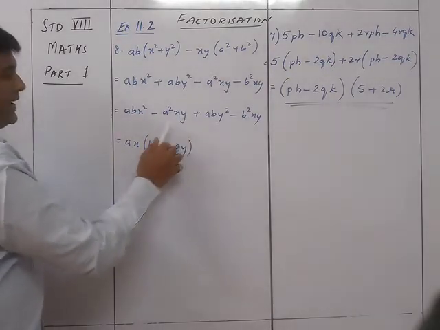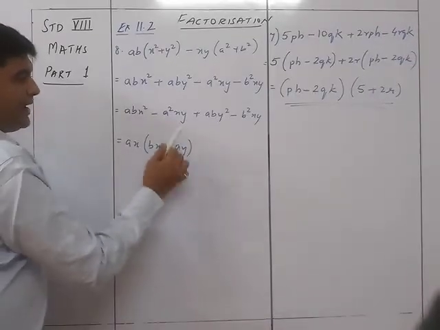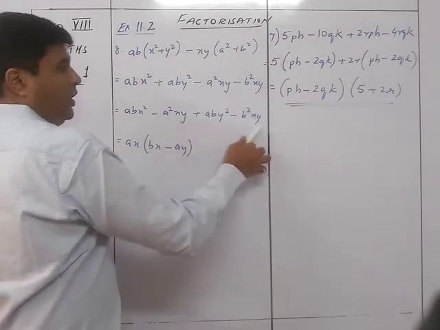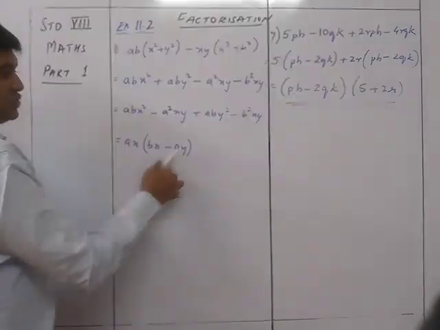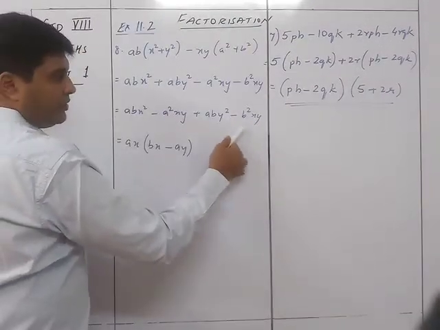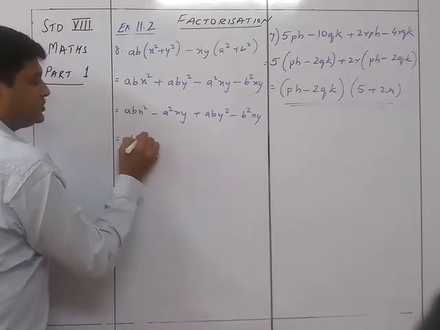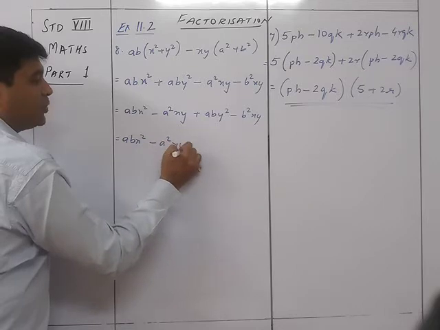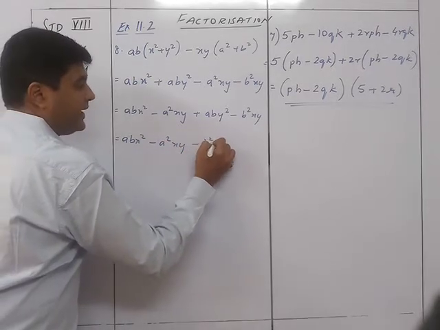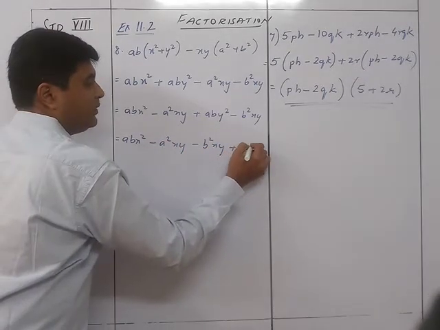Ax square y upon ax will give me ay. Over here what is common? I want bx, so I'll take this first. I'll just take one more step. That is abx square minus a square xy minus b square xy plus aby square.